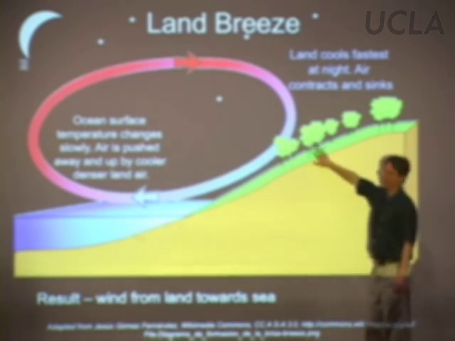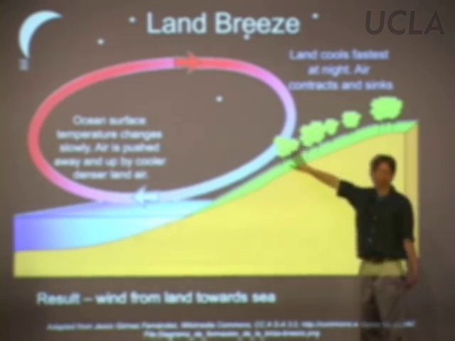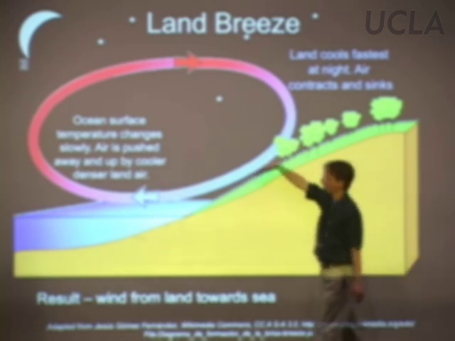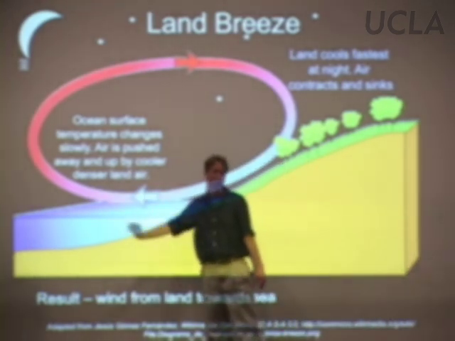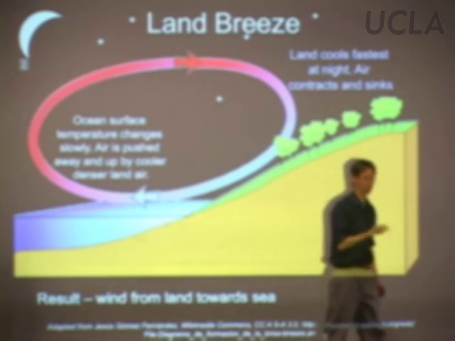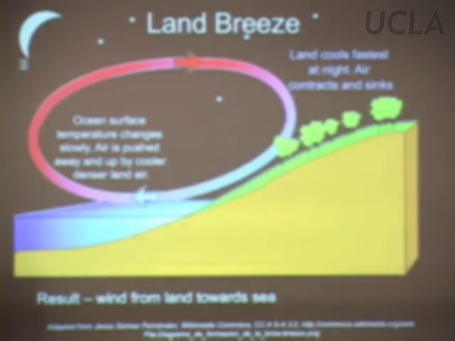And so air over that land surface is going to tend to get chilled. It's going to tend to become more dense, and it will actually flow out and displace the water over the ocean. So the direction of the wind here reversed from daytime to nighttime. Okay? It was an onshore breeze during the day, becomes an offshore breeze at night.